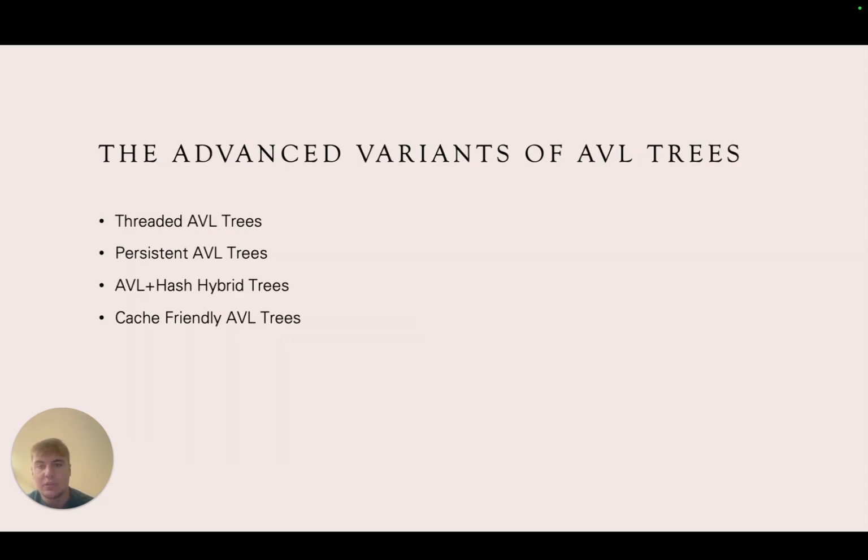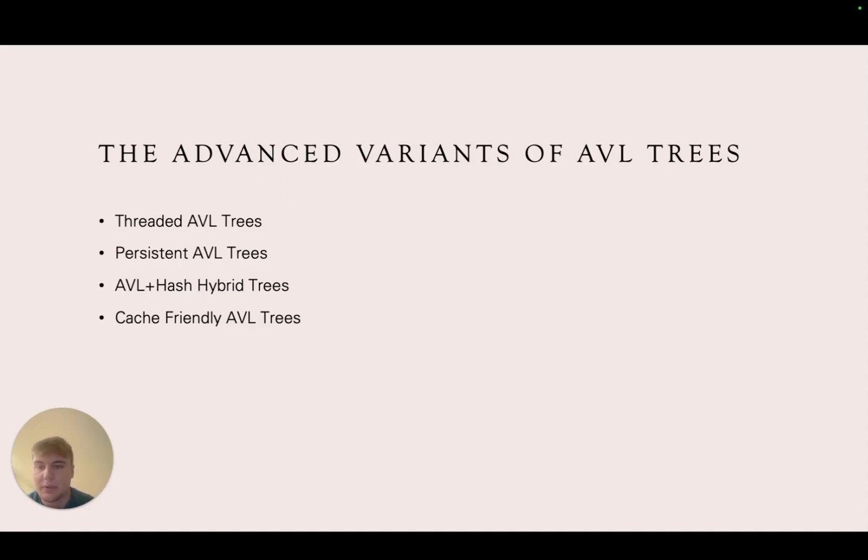So what are the advanced variants of AVL trees? I'll also be making another video for this part, in which I'm going to show you more of the code on these 4 different AVL trees. First we have threaded AVL trees, persistent AVL trees, AVL plus hash hybrid trees, and cache friendly AVL trees. So as you can see, there are multiple different AVL trees that you could use, and they have different features for each one of them.